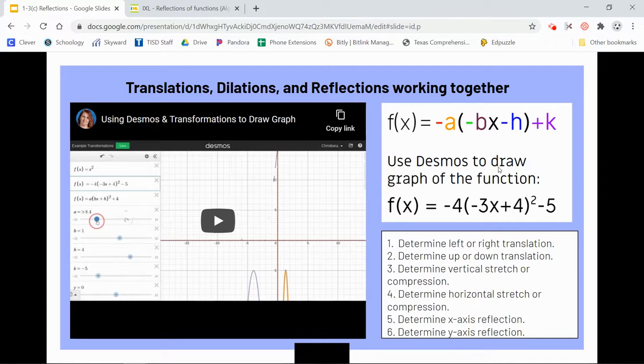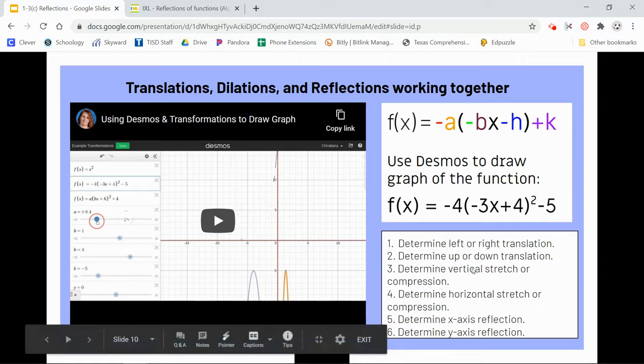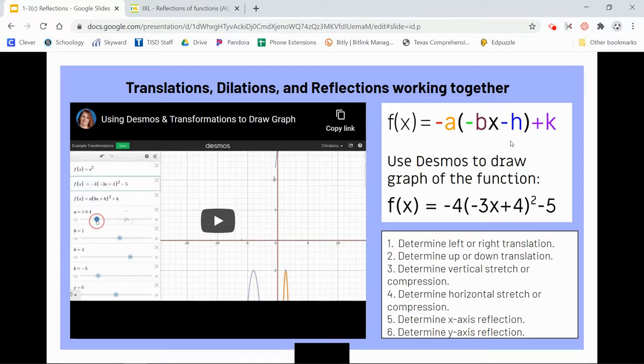So we can use Desmos to draw the graph negative 4 times negative 3x plus 4 squared minus 5. So we're going to run through these steps, and these are the steps that you should do in an order that helps you keep everything organized. Always start by looking at your h value. Is it moving left or right? So in this case, it's plus positive 4, which really means minus negative 4, so h is negative.